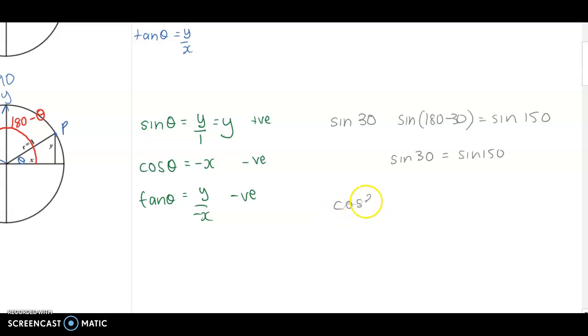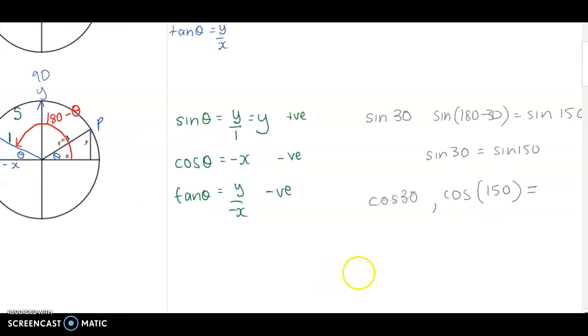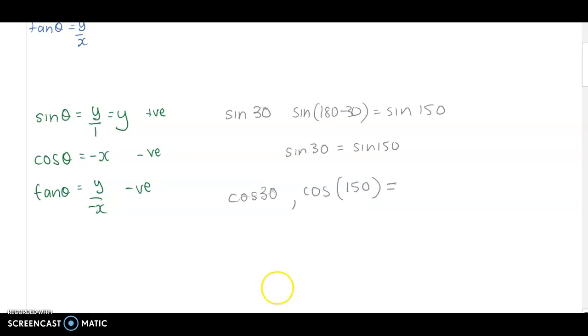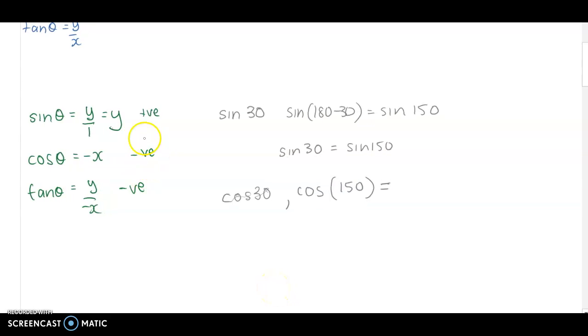Cos of 30 in our first quadrant is going to be a positive value because all of our trig ratios were positive in the first one. But let's have a look in our second quadrant. Cos of 30 in our second quadrant would be cos of 180 minus 30, which would be cos of 150 degrees. Now, cos of 150 degrees is going to actually be equal to a negative value, and it's going to be equal to negative cos of 30.